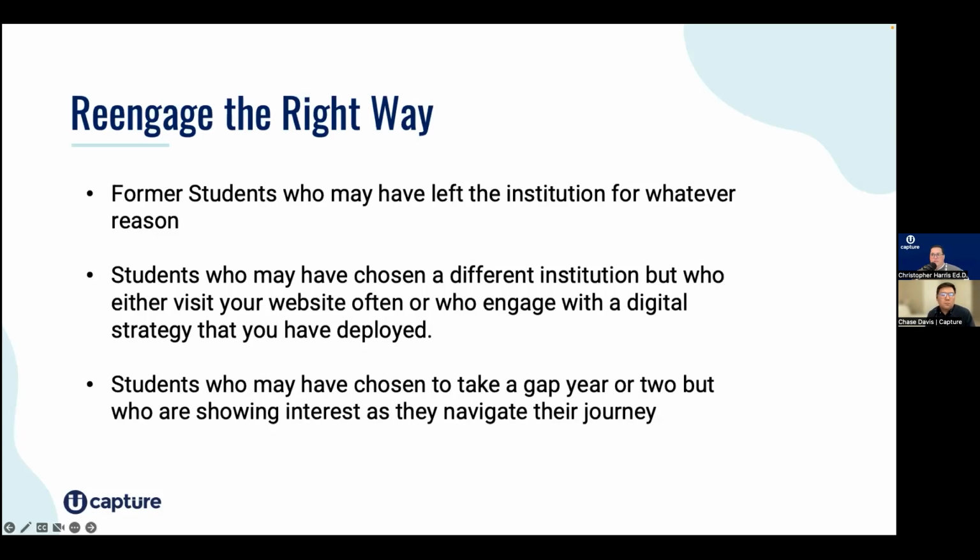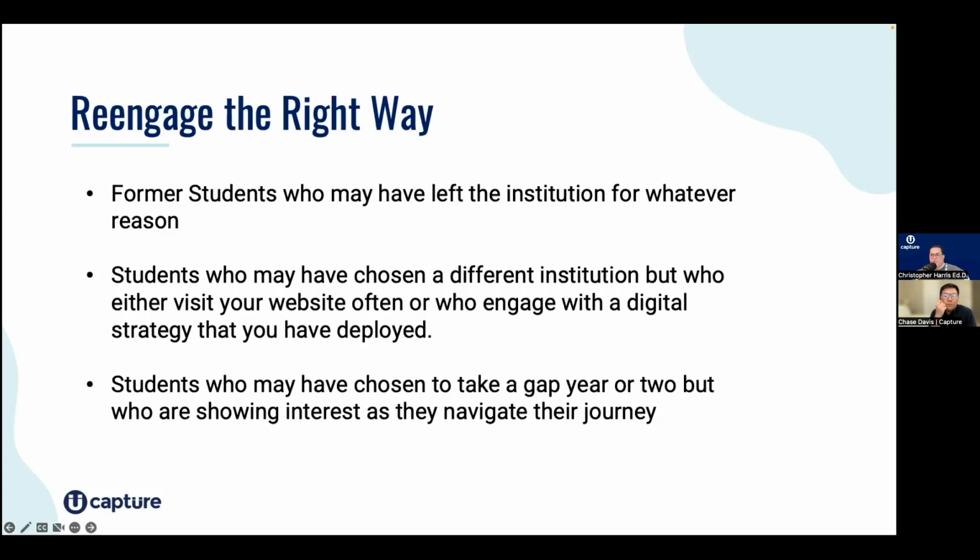Students who may have chosen a different institution and have gone someplace else, but for some reason they keep visiting your website because they've applied already to your institution, may have been accepted, but when it came down to it, maybe they wanted to stay closer to home. Or maybe you're the home school and they decided they wanted to go 3,000 miles away, and then decided, well, maybe that far away isn't a good idea. Maybe I want to be closer to home.